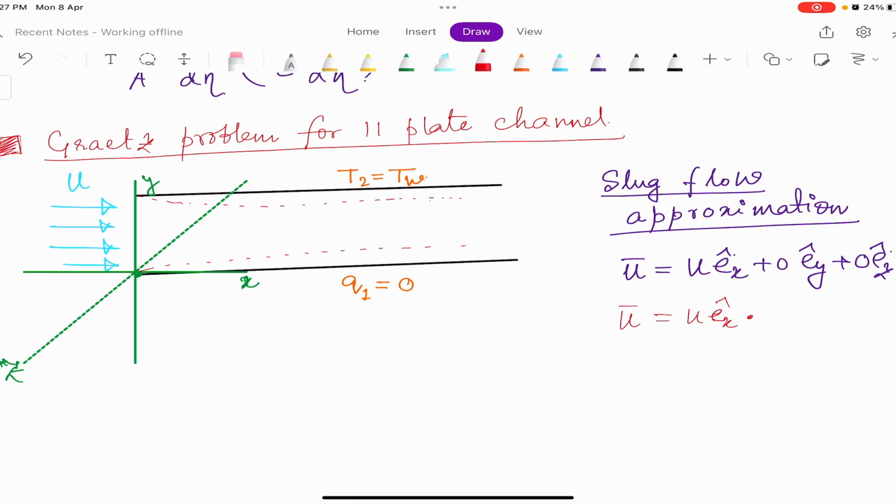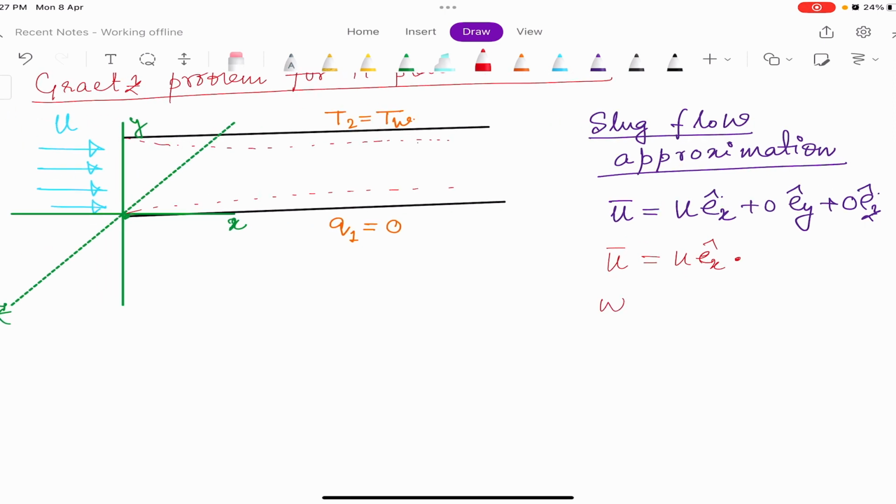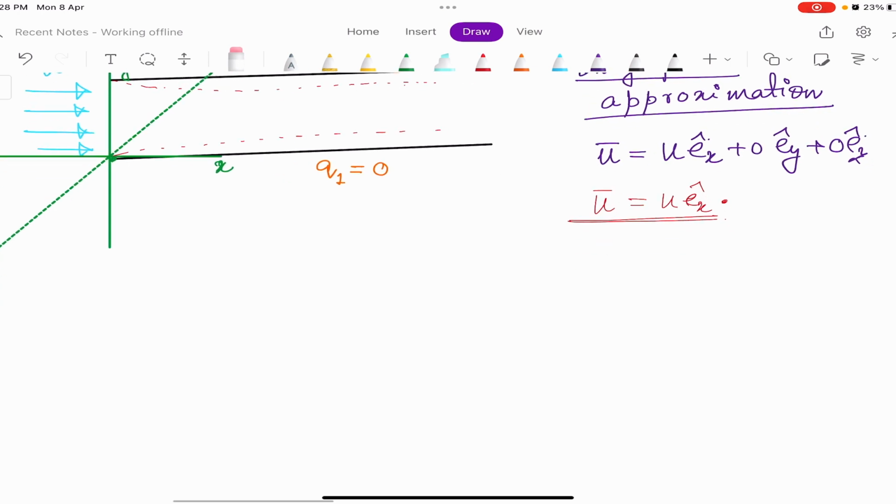Earlier we were having w equal to 2 into w average into 1 minus (r by R) whole square, but here we are having only a simple constant u, small u. So now our energy equation will boil down to, okay, our problem description is to solve the thermal entrance problem.